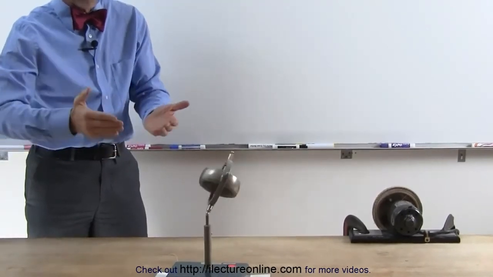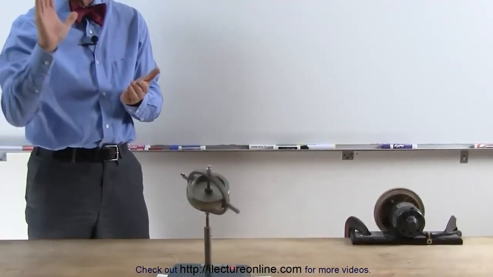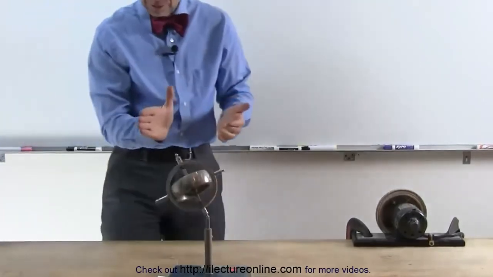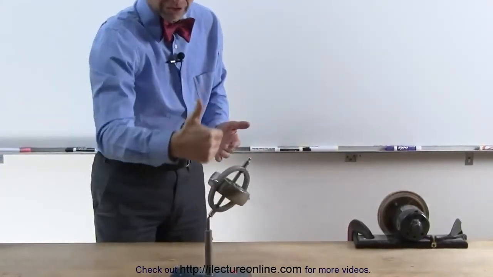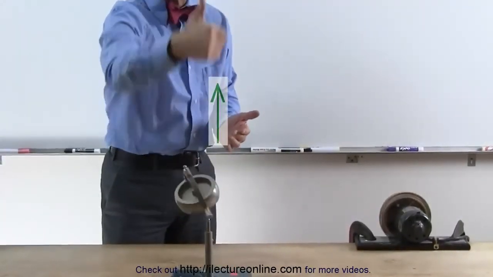So that second, the rise of the gyroscope is caused by, again, if you follow your right hand rule, if you turn your fingers in the direction of the spinning gyroscope, you can see that the angular momentum is in this direction.